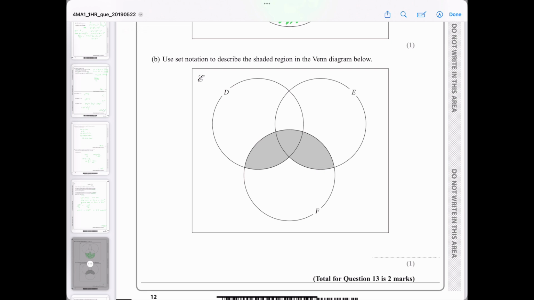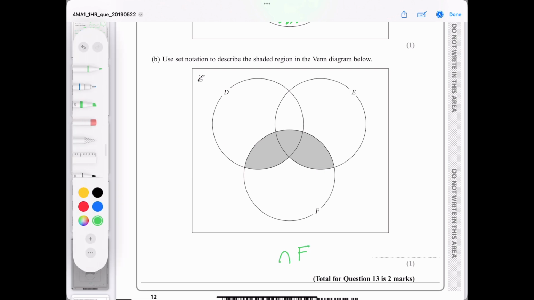So it means use set notation to describe the shaded region in the Venn diagram below. Okay, so the bit that's in, it's an intersection of some sort. So it's going to be this bit, and the last bit's going to be F, because it's intersecting with F, but it's not just E that's intersecting with F. If it was E intersecting with F, that would be just this bit here. And we know that that's not what it is. If it was just D intersecting with F, that would be that bit. And that's not it either.